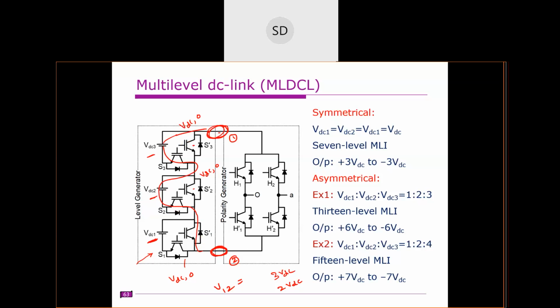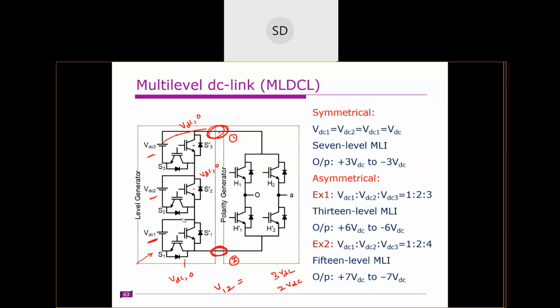This is also giving 2 VDC. Now we bypassed the first DC source. We have another path, where we bypassed the middle DC source. So to obtain 2 VDC, you have 3 paths: operating 1 and 2, operating 2 and 3, or operating 3 and 1. You can get 2 VDC.